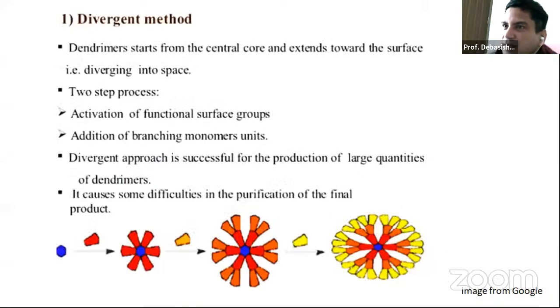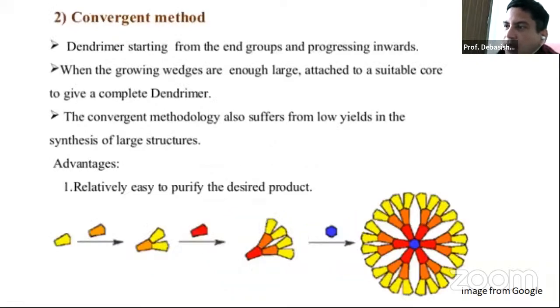And this is just a schematic diagram for the students, showing how we can develop a dendrimer starting from the building block. It is a two-step process: activation of functional surface groups and addition of branching monomer units. So first we need to think about which one is the center, from where we are going to start the dendrimer, and then it's just the functionalization of the surface, and so we can develop a bigger material. There is also another approach, where we can make parts of the dendrimer and finally bind them to the central moiety. This is a different approach, convergent, where we can make the dendrimer.